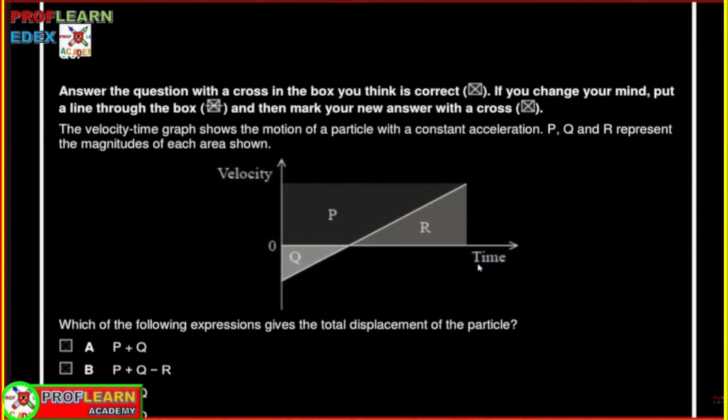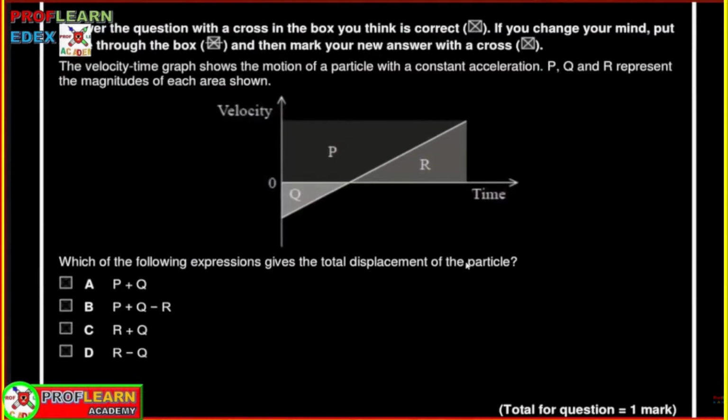But since R is negative, our final answer is going to be R minus Q, which represents the total displacement in this case. So we can say the total displacement of the particle is R minus Q, which is actually D. And the reason we are saying that displacement is represented by the area under the graph, and these are the two areas we're talking about, Q being a negative area, is R minus Q.